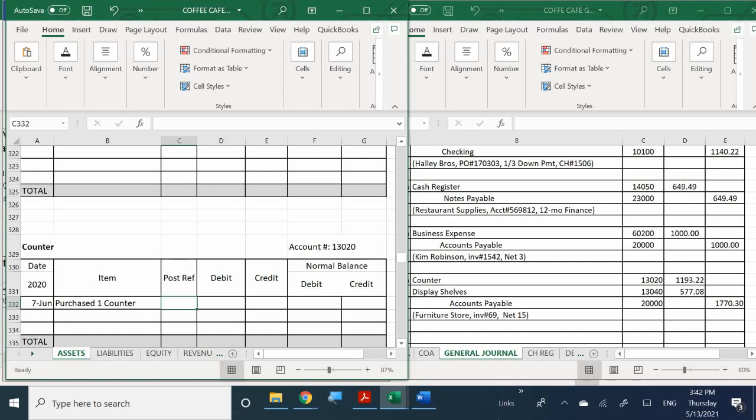You could put in information such as, this includes sales tax and 75% of shipping, whatever you want to put in here. In this case, I'm just saying I got one counter and this is what it cost. No questions asked. Post reference once again, general journal number 2. And we acquired this counter for $11.93.22. Once again, my first entry into my journal. So therefore, boom. That means my beginning balance in my counter account is $11.93.22 on the debit side.